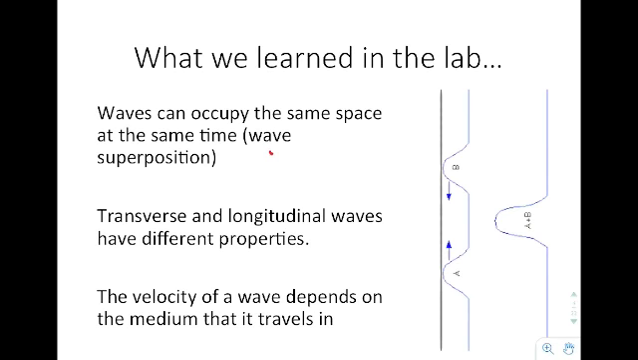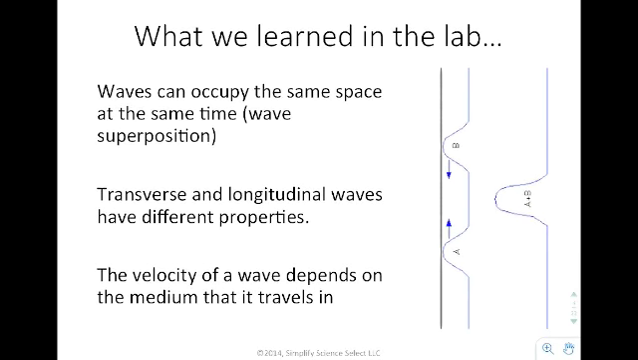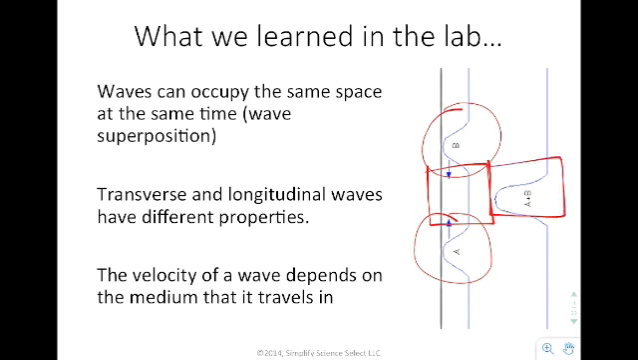Now, what we learned in the lab. We learned that waves can occupy the same space at the same time. We call that wave superposition. The fact that you can have these two waves right here occupy the same space at the same time, resulting in a new wave, we call that wave superposition. We also learned that transverse and longitudinal waves have different properties. We also learned that the velocity of a wave depends on the medium in which it travels. Whenever you pulled the Slinky more, the wave traveled a little bit faster than whenever it was a loose wave.